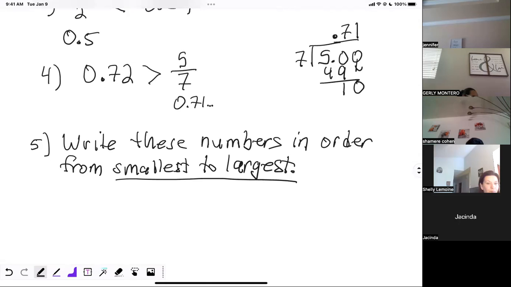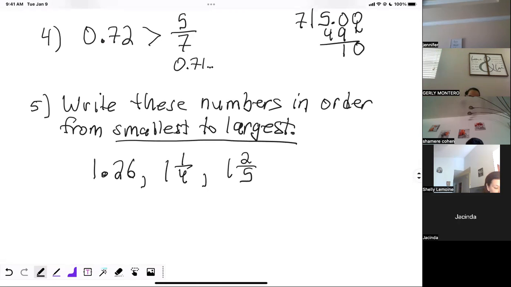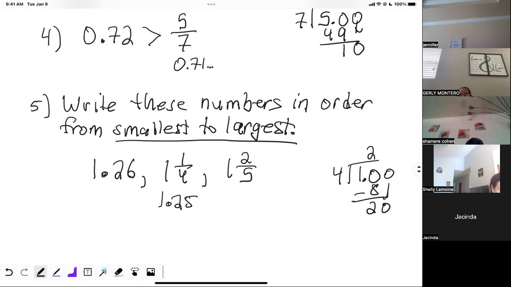Okay, so let's do this one. 1.26, 1 1/4, 1 2/5. And we want to go from smallest to largest. All right, 1.26 is awesome. It's already decimals. 1 1/4, 1.25. 1/4 is 0.25. If you weren't sure, you can divide it. Subtract, bring down a 0, and that's 5, and that's your 0.25.